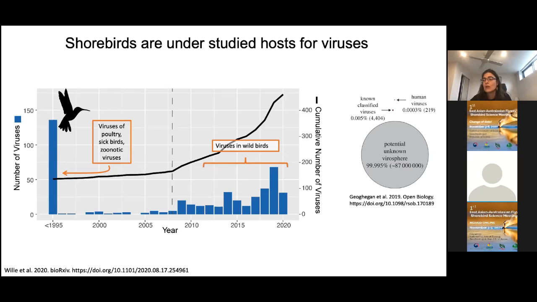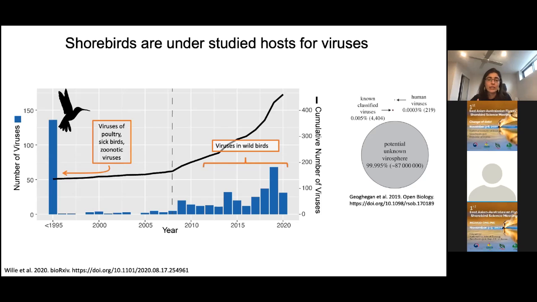And so in this figure here, what you're looking at is the number of viruses described per year and then a cumulative number. And almost everything here in this before 1995 bar are viruses of poultry that cause disease. It's really only in the last 10 years that we've turned our attention to wild birds and seemingly healthy birds to start looking at what viruses they may have. So today, when we think about viruses of birds, the things that we actually know about are viruses in poultry.